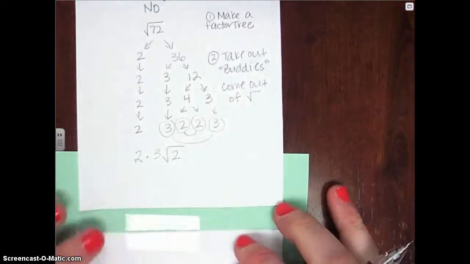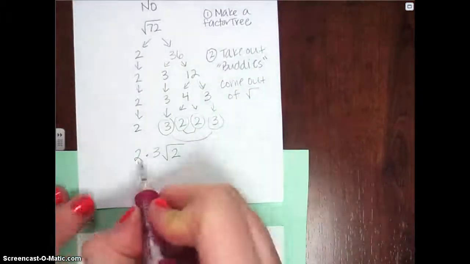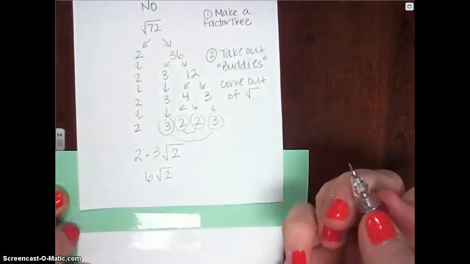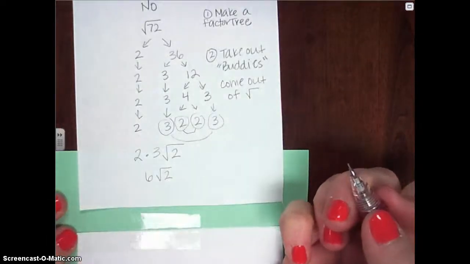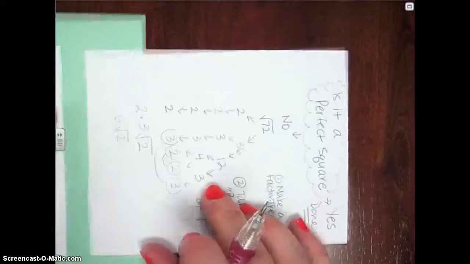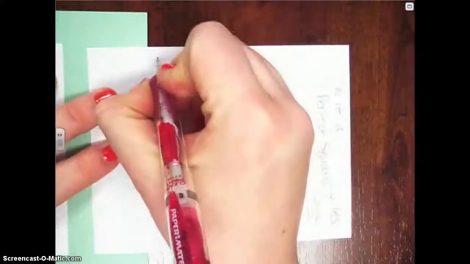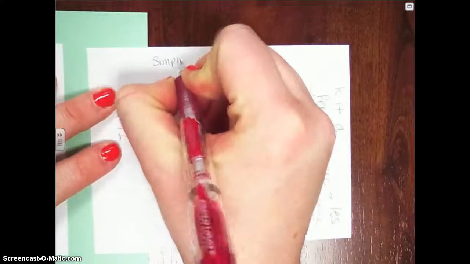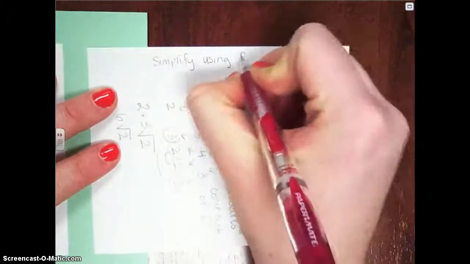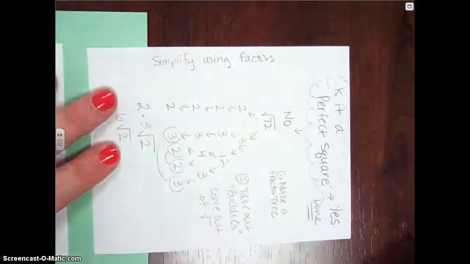Okay, so then when you simplify your answer, go ahead and multiply these 2 together. So that would be 6 times the square root of 2. Okay, so this is simplifying using factors. So I'm gonna write that on the side here, just so that you have that. Simplify using factors. Okay, so it will always work like that if that's how you like to do it.